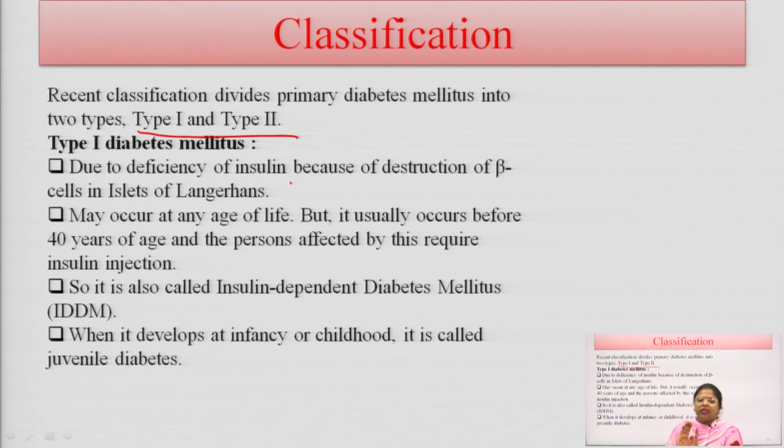So, this may occur at any age of life, but it usually occurs around 40 years of age, and in this condition the patient basically requires insulin injection. Whenever it requires insulin injection, after using the insulin injection it can be controlled easily. And when this type 1 disease occurs in the infancy period or in childhood, this diabetes is also known as juvenile diabetes.